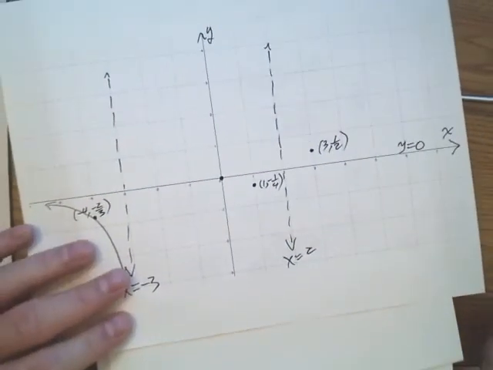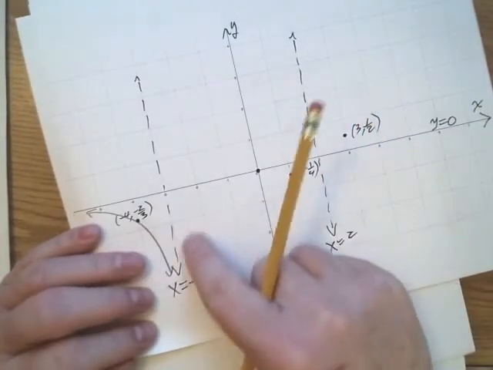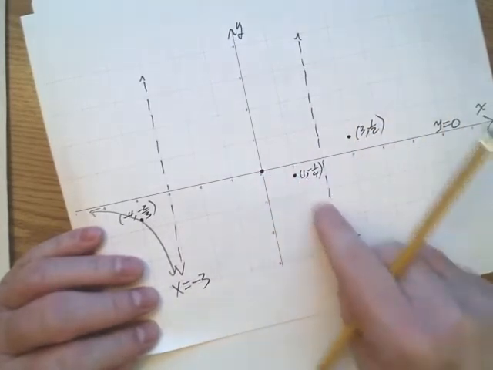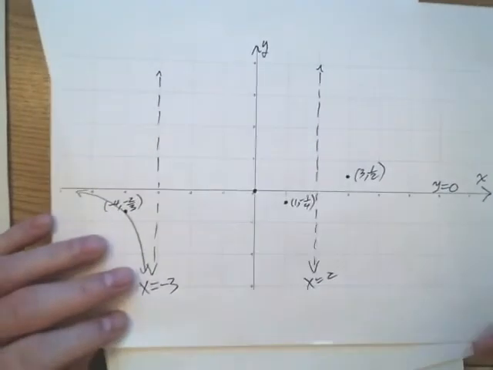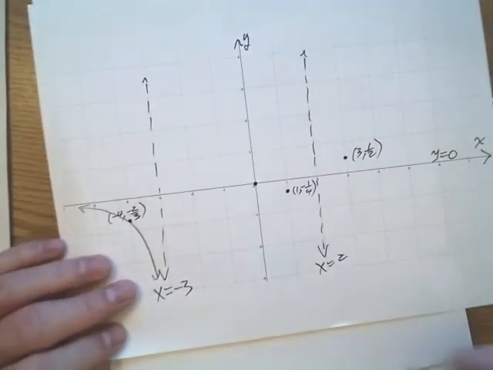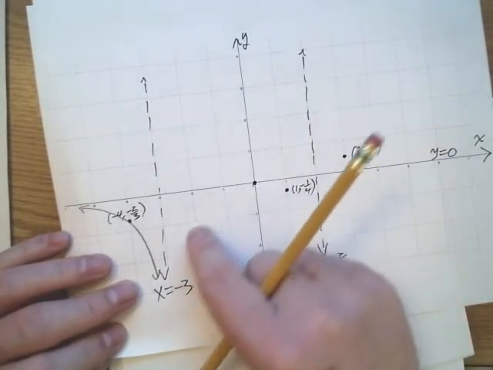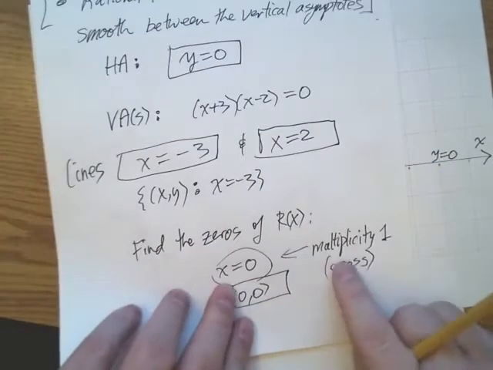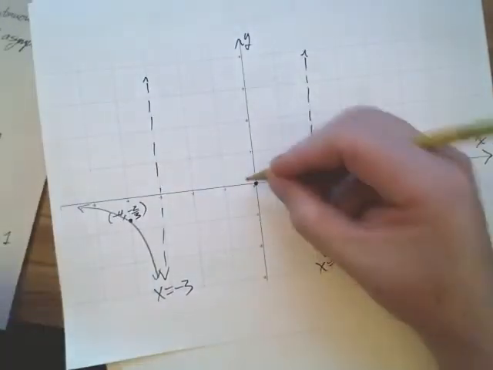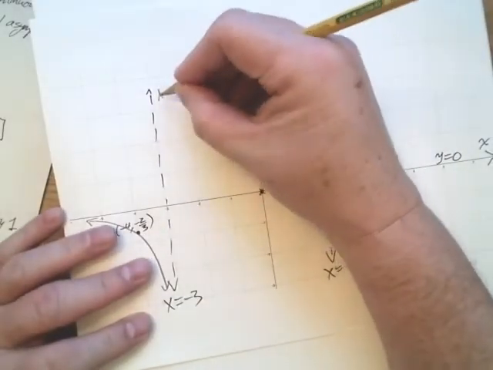Now, in between here, is it going like this? These are vertical asymptotes. Is it going like this? No, it's got to be a function, right? It's got to pass the vertical line test. You can't be doing this. Why can't it be doing this? Well, do you remember that the multiplicity of the 0 at 1 was 1? That means it crosses there. So I'll put a cross right there. So it's got to be doing this.